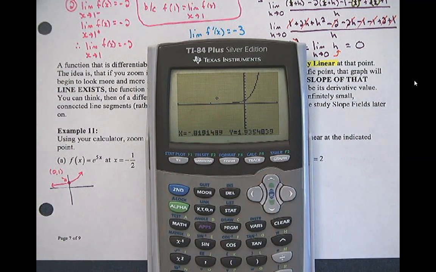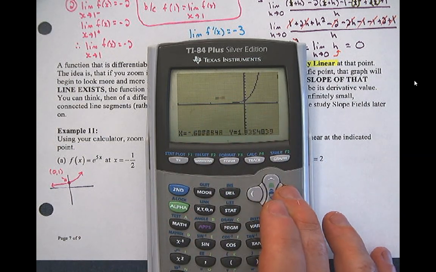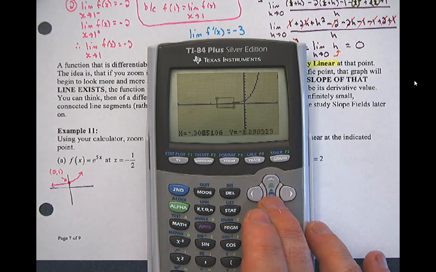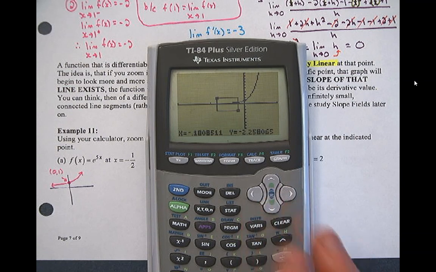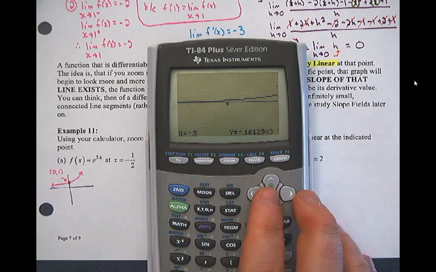So I want to be to the left of the x value and above the y value. Now when I hit enter, the cursor turns into a square, and now I can move that square left and I can move that square down, and all of a sudden I've got a box that covers that area. And when I hit enter, it'll zoom in to that part of the graph. Now look, my x value here is at negative 0.5.